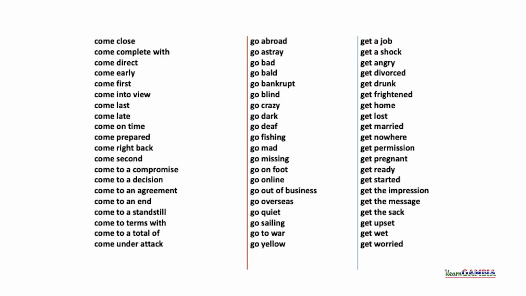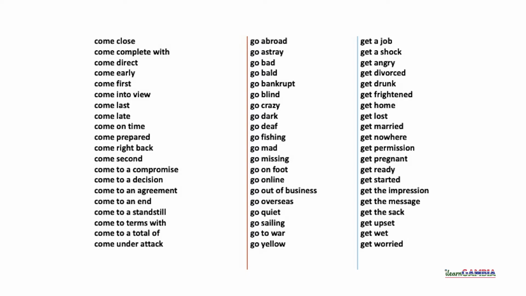So we can also have go, which can also collocate with many words. We said go abroad, go astray, go bad, go bald, go bankrupt, go blind, go crazy, go dark, go deaf, go fishing, go mad, go missing, etc.